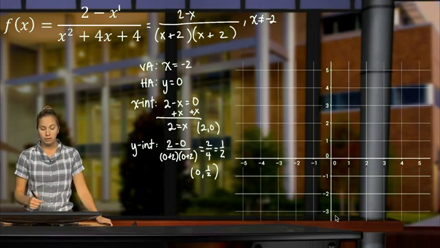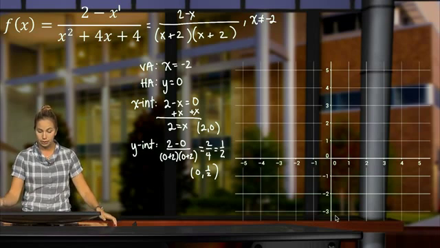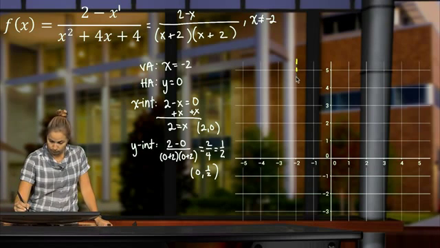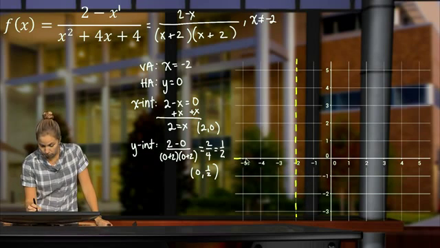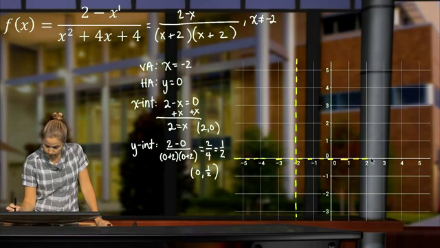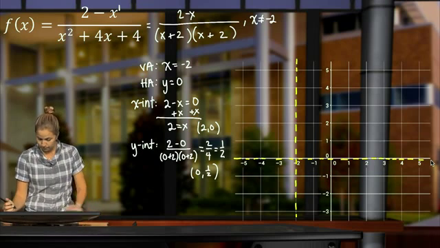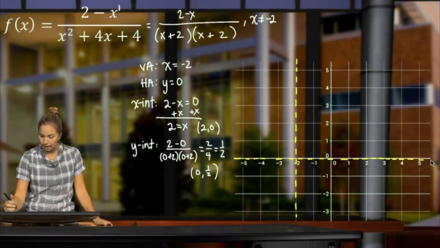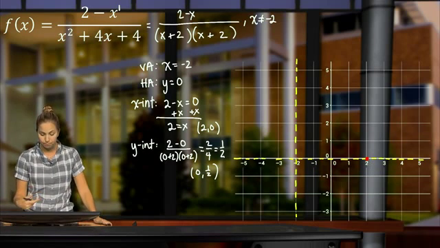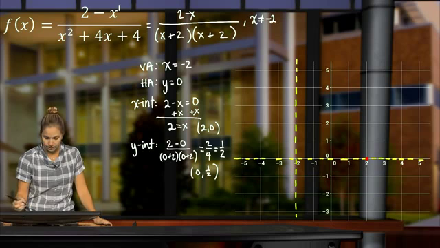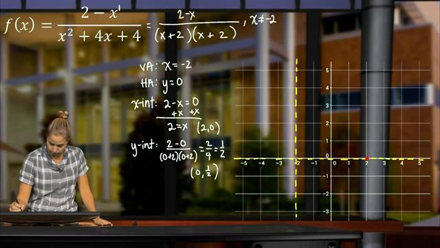Let's go ahead and graph what we've got. We've got one vertical asymptote at -2. One horizontal asymptote at y equals 0. Now we've got an x-intercept at 2, 0. So again, there we're seeing where my graph is crossing the horizontal asymptote. And our y-intercept is at 0, 1/2.